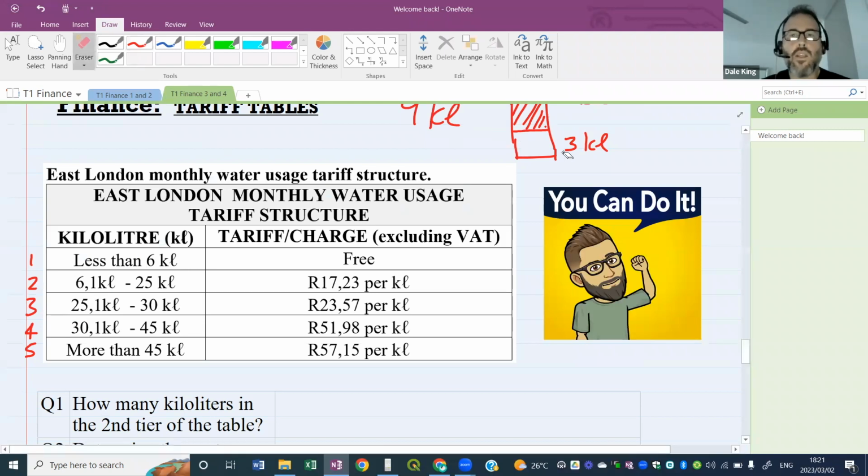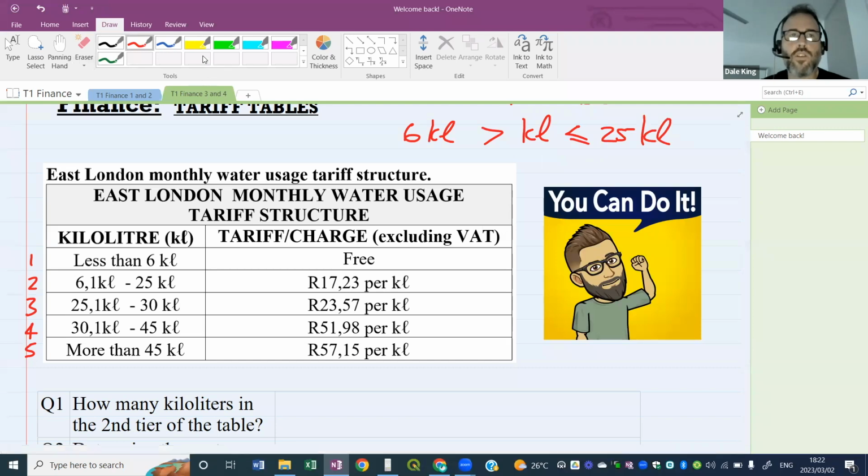Now, that can be very confusing. Sometimes they don't write it like that. They'll write it like this: 6 kiloliters greater than, and I'll put a kiloliter there, but less than and equal to 25. They'll use this notation, inequality signs, to say above or less than or greater than. So what this line says is if you're above 6 kiloliters, or if you're less than or equal to 25. That's another way they can show the interval as well.